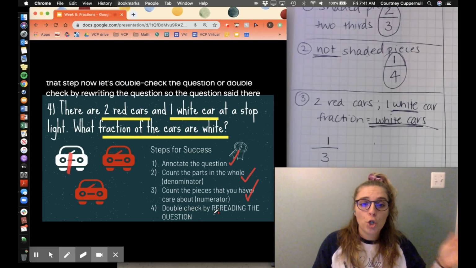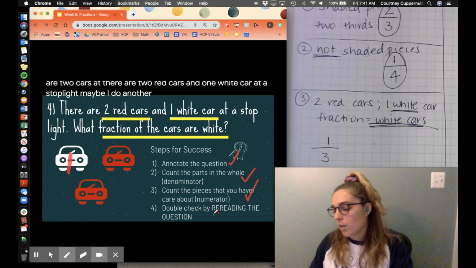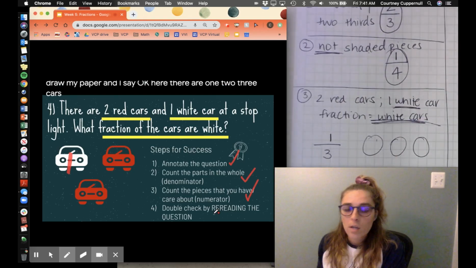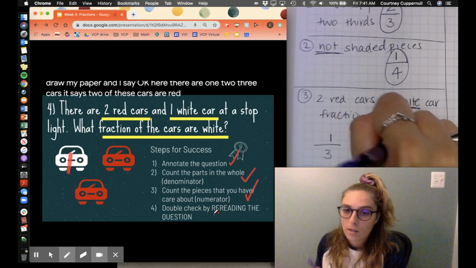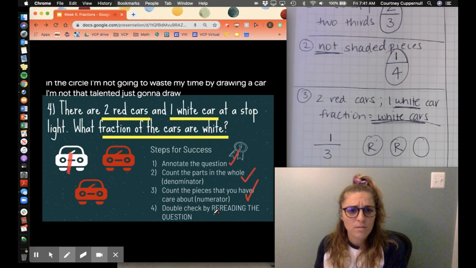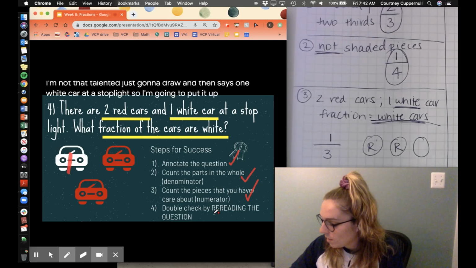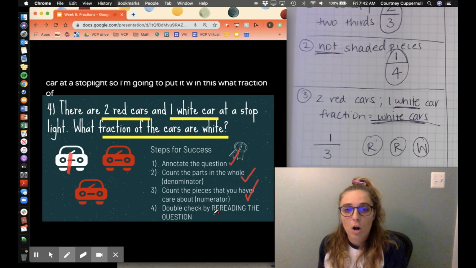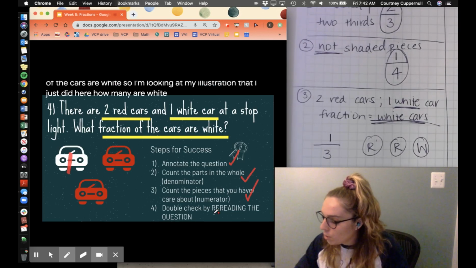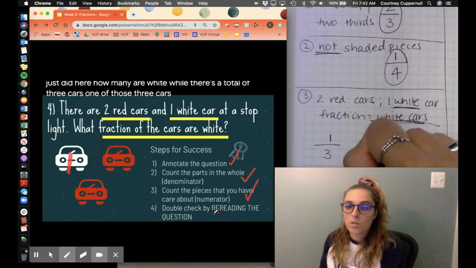So the question said there are 2 red cars and 1 white car at a stoplight. Maybe I do another strategy. Maybe in this case, I draw on my paper and I say, okay, here there are 1, 2, 3 cars. It says 2 of these cars are red. So I'm just going to put an R in the circle. I'm not going to waste my time by drawing a car. I'm not that talented. I'm just going to draw some circles and then label them. That's totally fine. And then it says 1 white car at a stoplight. So I'm going to just put a W in this. What fraction of the cars are white? So I'm looking at my illustration that I just did here. How many are white? Well, there's a total of 3 cars. 1 of those 3 cars is white.